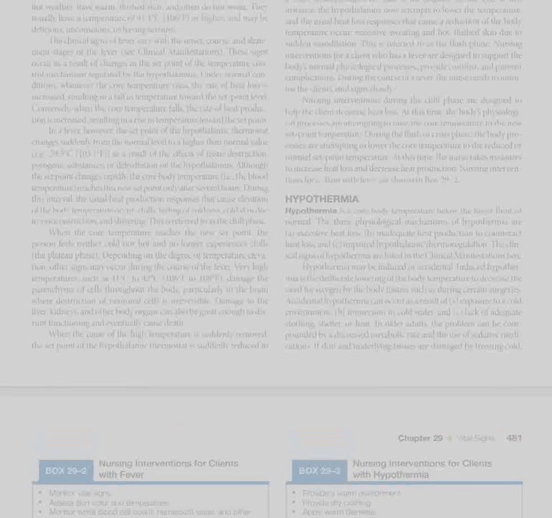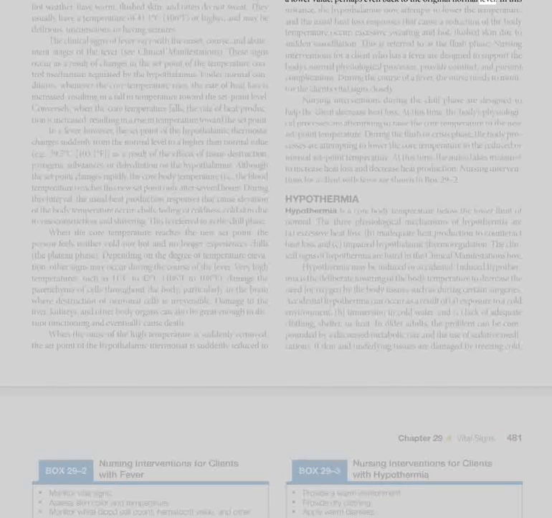A lower value, perhaps even back to the original normal level. In this instance, the hypothalamus now attempts to lower the temperature, and the usual heat loss responses that cause a reduction of the body temperature occur: excessive sweating and hot, flushed skin due to sudden vasodilation. This is referred to as the flush phase.